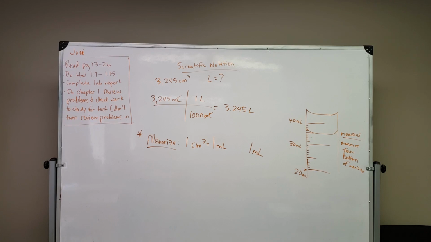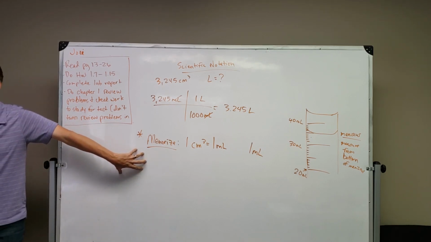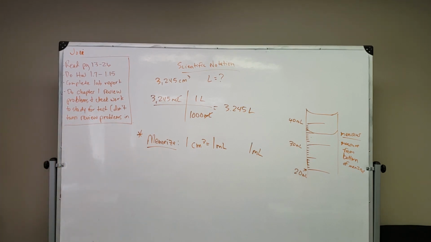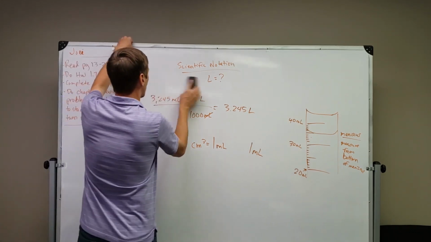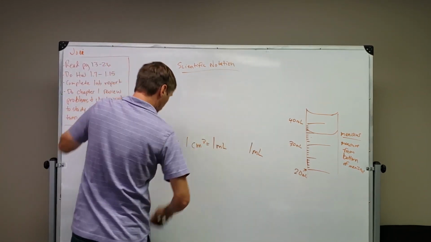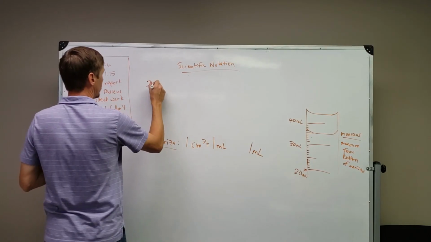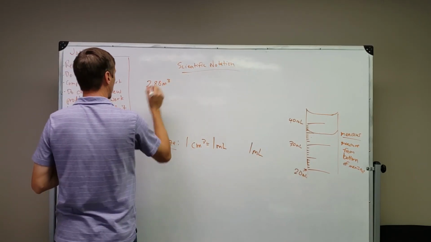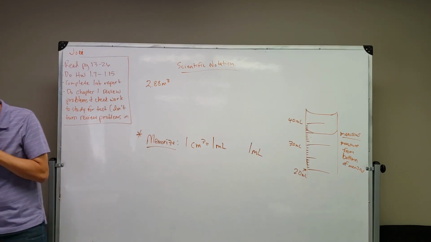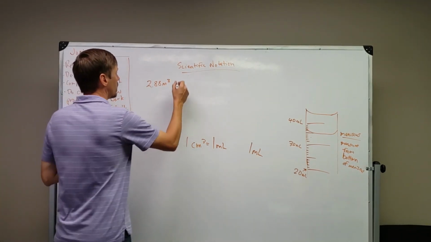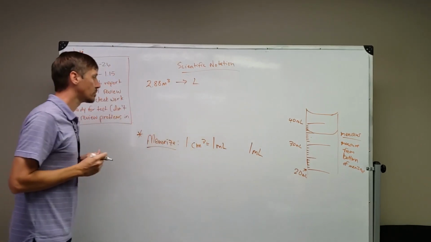All right, the volume of a certain refrigerator is 2.88 meters cubed. Any questions, just real quick? Nothing? Everybody got that? All right. This one's a little bit harder. The volume of a certain refrigerator is 2.88 meters cubed, and they say convert that to liters.